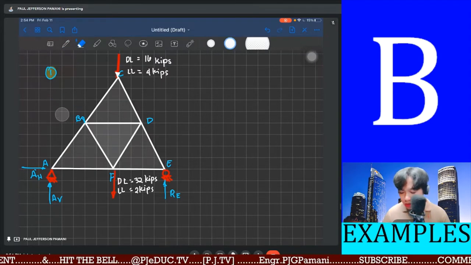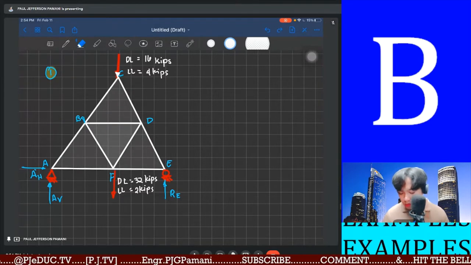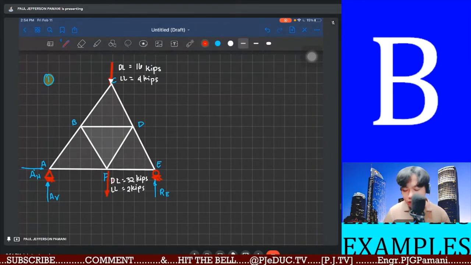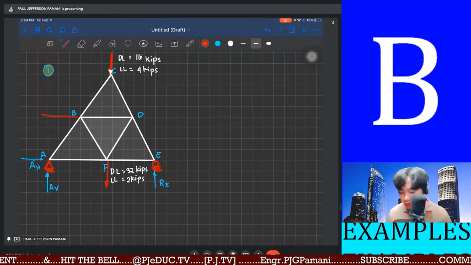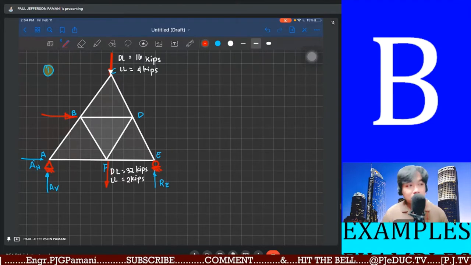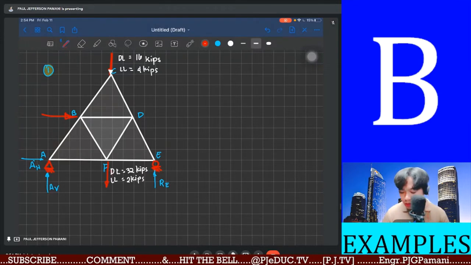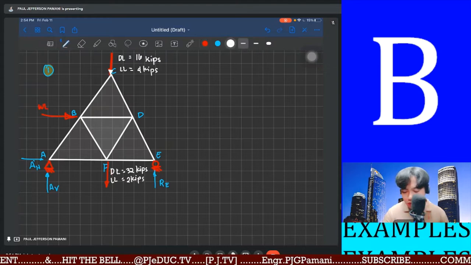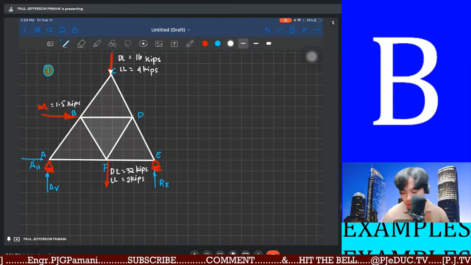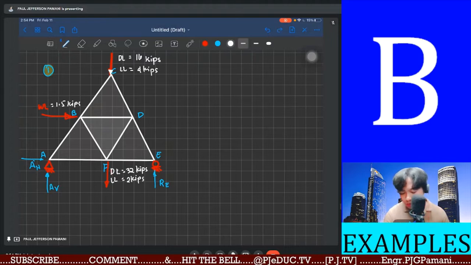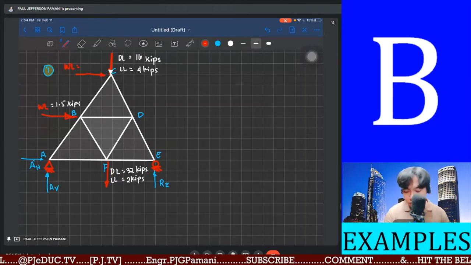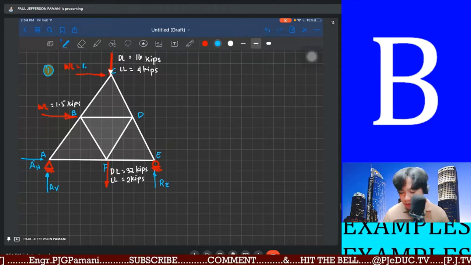Then as an additional on this given example, let us try to add a wind load horizontal para maiba naman. So yung isang example puro vertical eh. Lagyan natin ng horizontal wind load traversing this face section of member AB and BC. Let's just say a wind load of 1.5 kips and another wind load at joint C of another 1.5 kips.